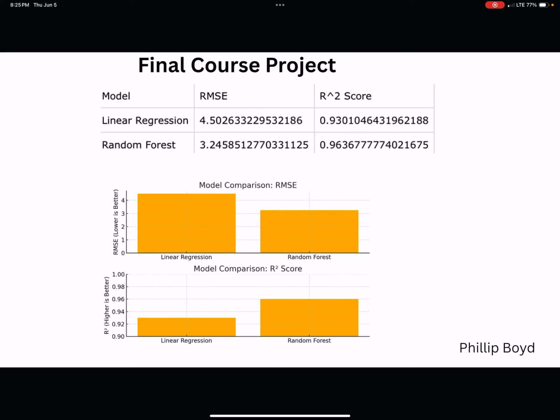My name is Philip Boyd, and this is my final project for the Machine Learning Foundations for Project Managers course. Hopefully, in this presentation, I'll be able to walk you through the full modeling process that I used to predict the net hourly electrical energy output of a combined cycle power plant using machine learning. This has been a fun course, so I'm excited to showcase some of the skills that I learned.